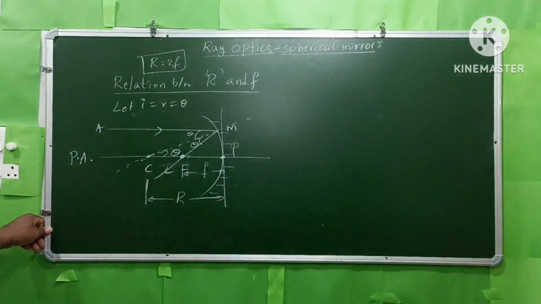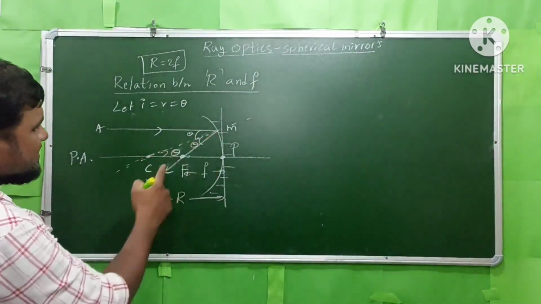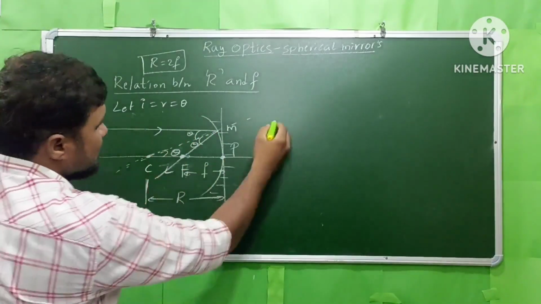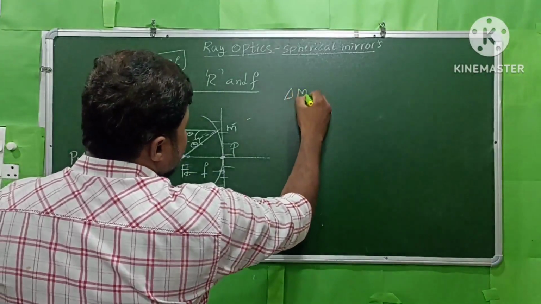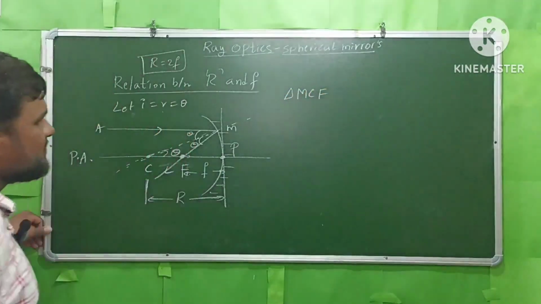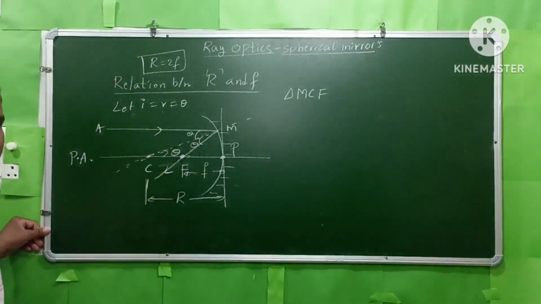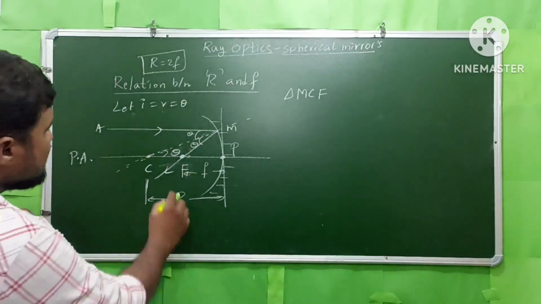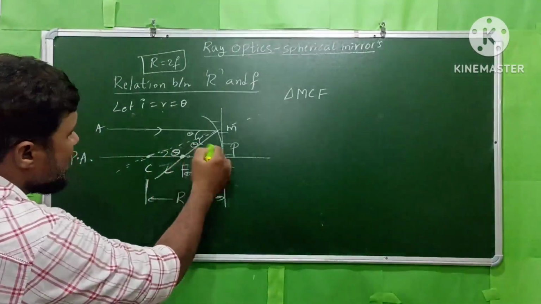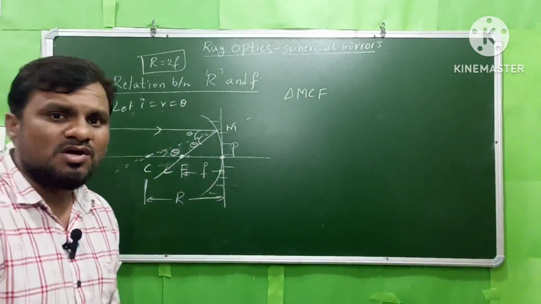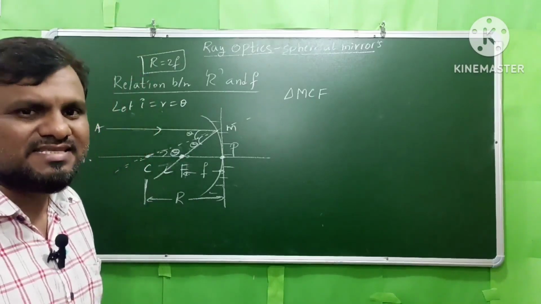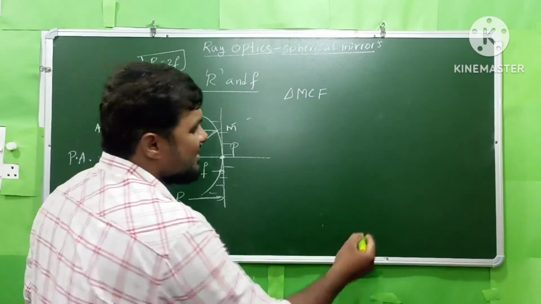Here, if you observe the triangle MCF, in the triangle MCF, this theta remains the same, thetas are equal. So these opposite sides also have to be the same. Why? Because recall the isosceles theorem from mathematics.